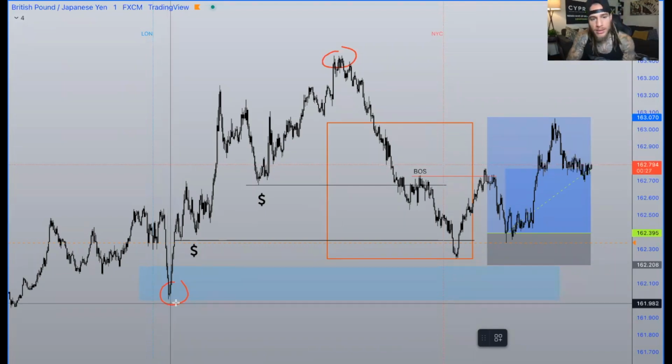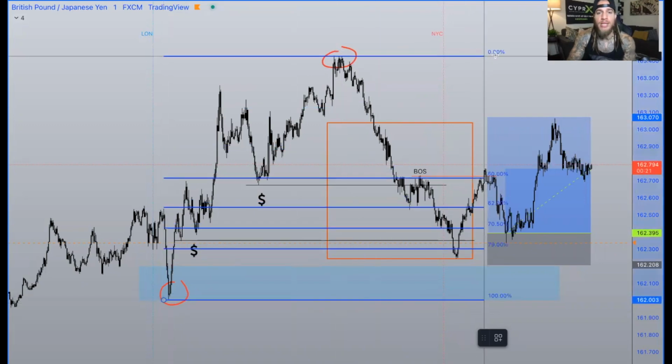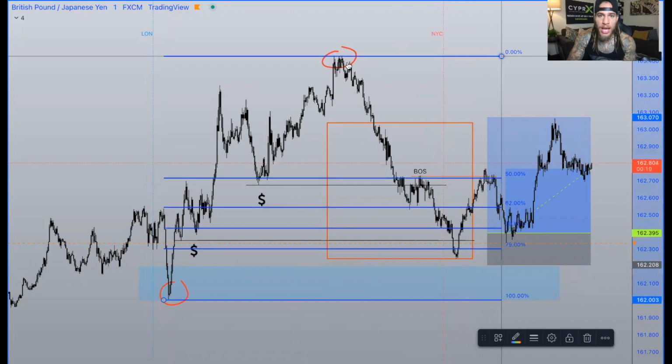So here you guys can see measuring from where London session bought from all the way up, extending price to the high from where London session started to sell their positions and pass price action over to New York. We can see what New York session manipulation window started to do.